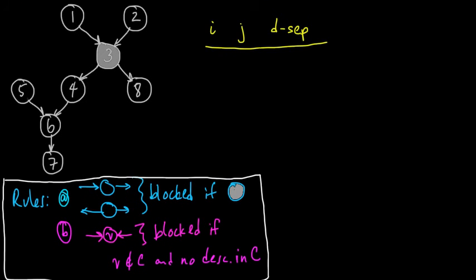Okay, so let's think about 1 and 4. Let's start with just a nice simple one, 1 and 4. Actually, let me move this over a little bit so we have room, because we're going to make a list of these.